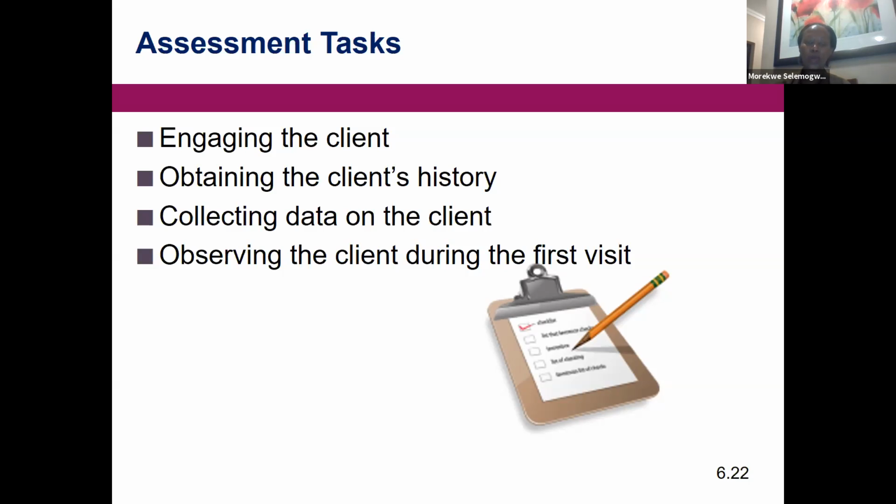Very important while you are doing that is to observe the client during the first visit. Why? You would want to pay attention to the verbal and also the non-verbal cues. This information would help you when determining the mental status exam, because you would want to observe the mood, the affect, and pay attention to whether their face and what they're saying are congruent. Very important in thinking about the MSE, or the mental status exam.